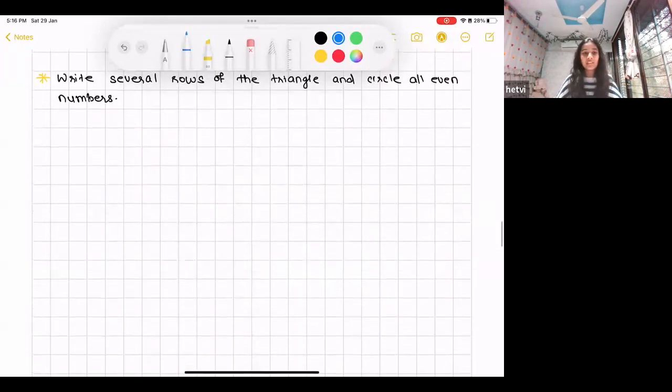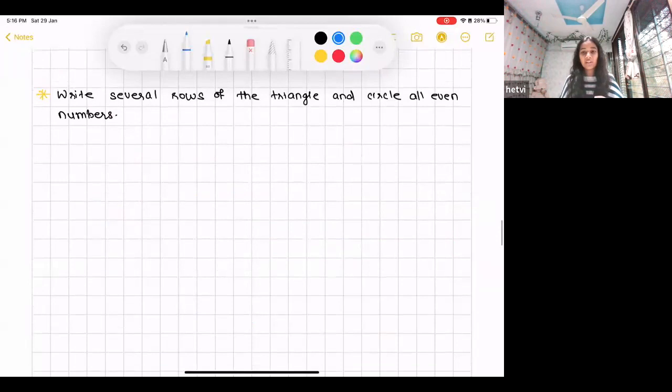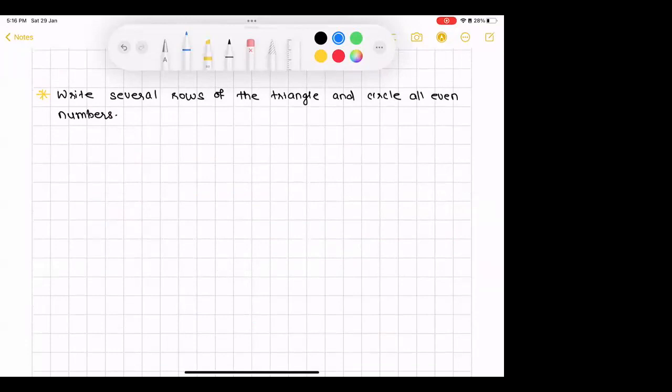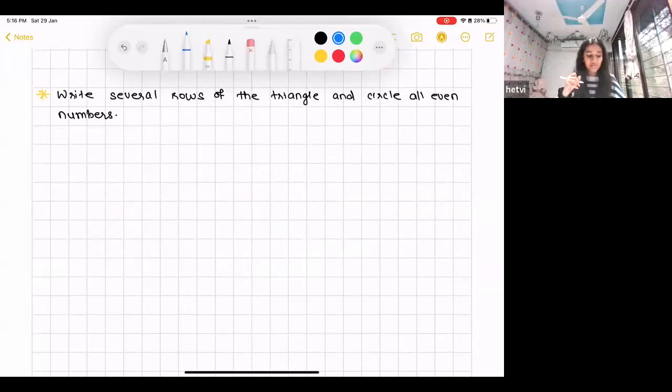Okay, let's do this quickly. Over here, what we have to do is write down the Pascal's triangle and color all the numbers that are even. So everybody just write down the Pascal's triangle up to 10 or 12 rows and color all of the numbers that are even. I'll do it over here simultaneously.